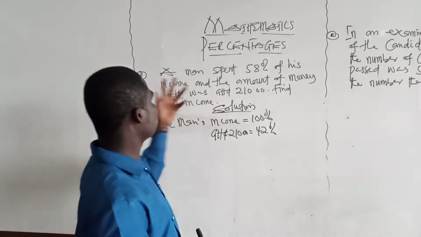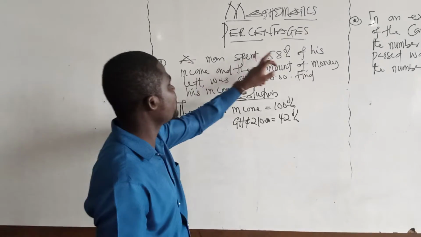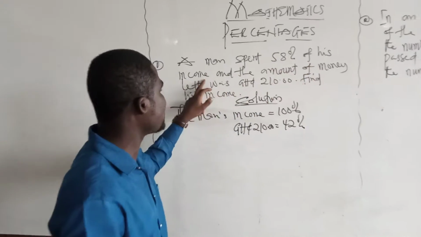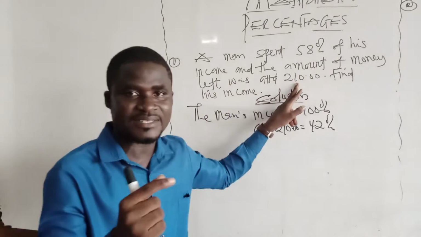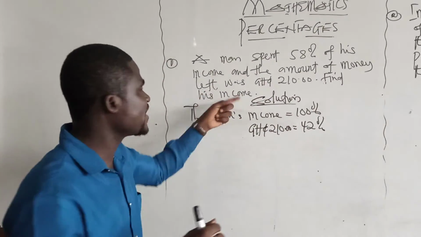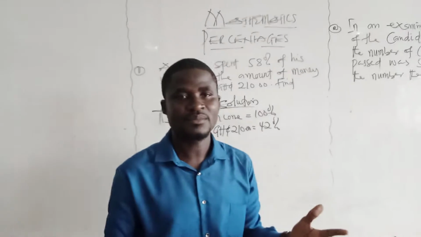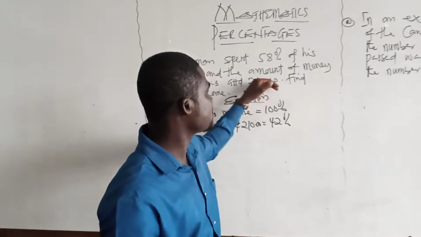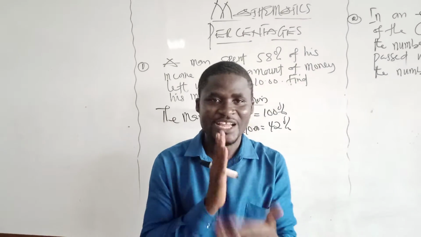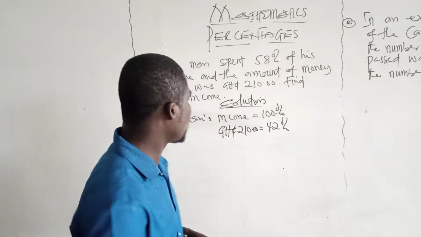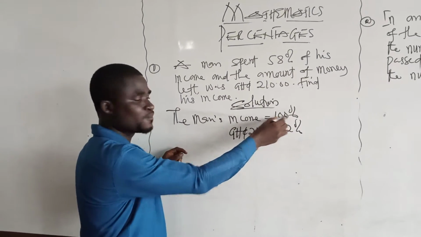Good. Now let's go to the question. The question says, a man spent 58% of his income and the amount of money left was 210 Ghana cedis. Find his income. So here we don't know the man's total income. Since we are dealing with percentages, the man's total income is equivalent to 100%. So take note. Good. So it says the man's income is equal to 100%.